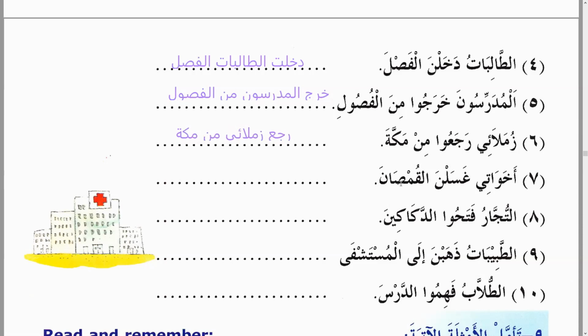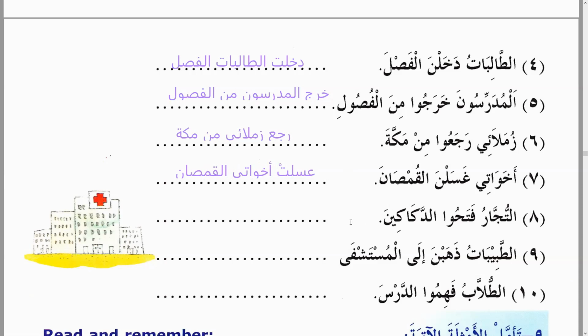Akhawati ghasalna al-qumsana. My sisters washed the shirts. Right? So I have to use sisters, right? So this is feminine. So I have to use ghasalat, singular. Ghasalat akhawati al-khumsana. Khumsan means what? Shirts. The plural of khamis is khumsan.